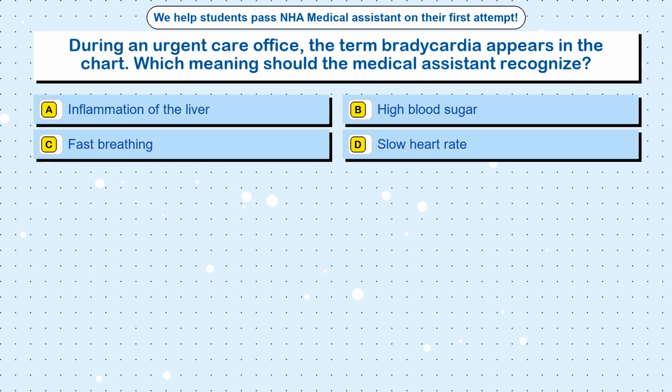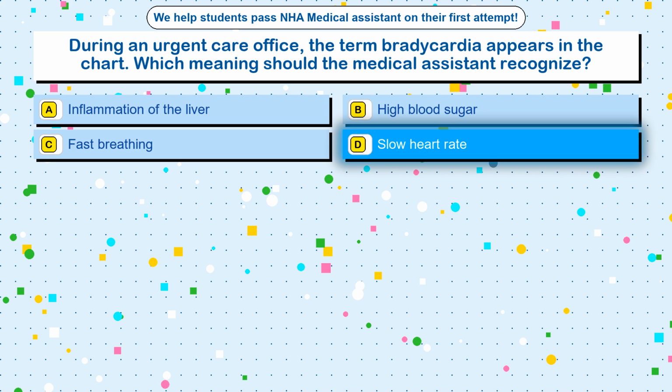Question 31. During an urgent care office, the term bradycardia appears in the chart. Which meaning should the medical assistant recognize? Option A, inflammation of the liver. Option B, high blood sugar. Option C, fast breathing. Option D, slow heart rate. The correct answer is option D, slow heart rate.